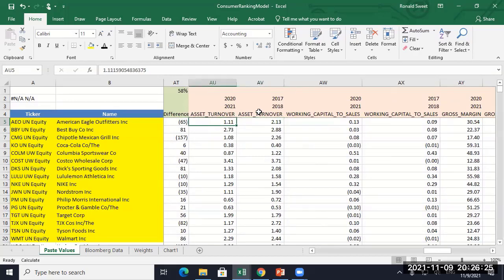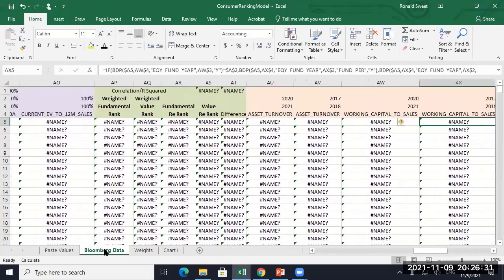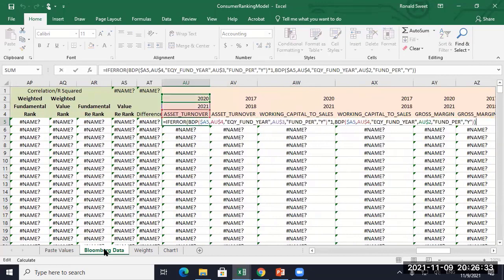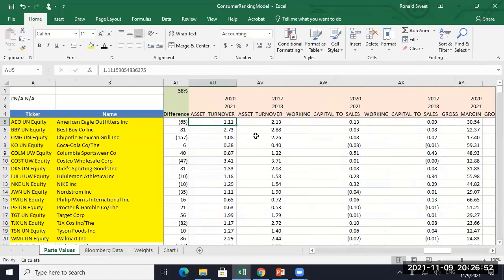And what I did here is I put a function in, and you'll see it. I like to do this. It's a function that just says, give me 2021, but if that's an error, give me 2020. And so it just does that all the way across. So if I can get 2021, I compare 2021 to 2018. If I can't, I compare 2020 to 2017. So that's all that formula. It looks like a complicated formula, but it's really not all that complicated. So that's what I do, and then I just compare them.